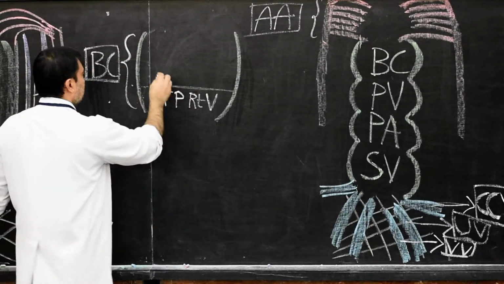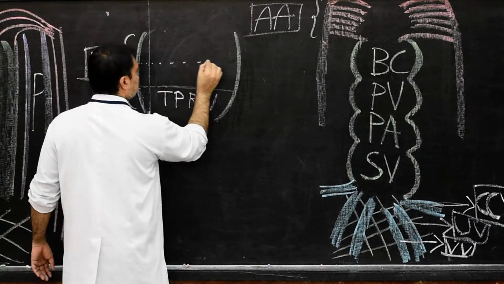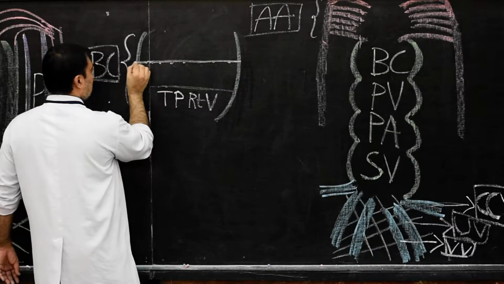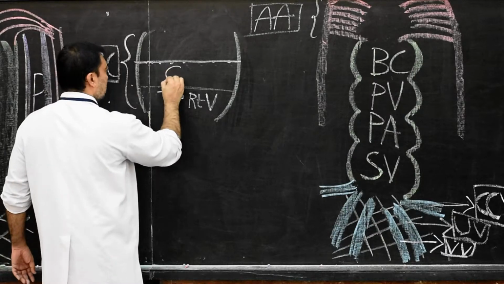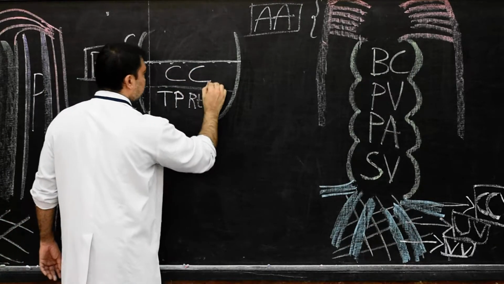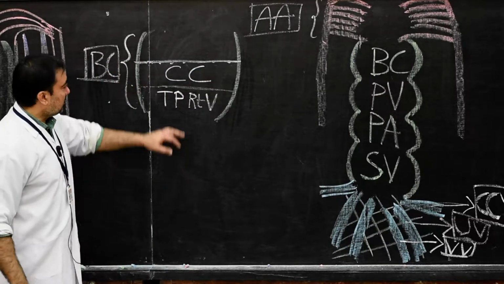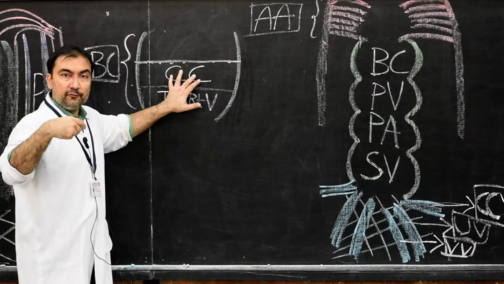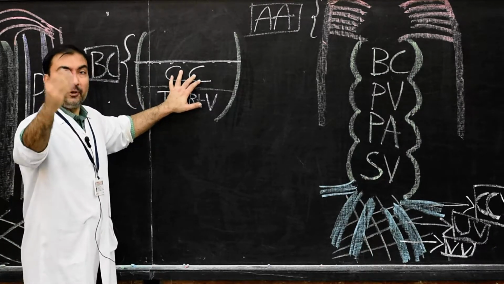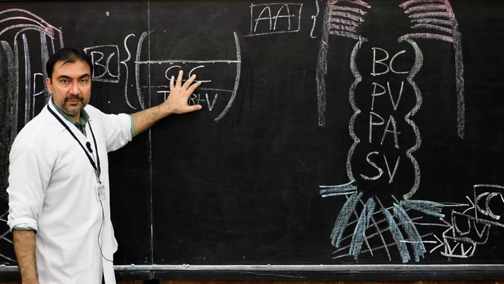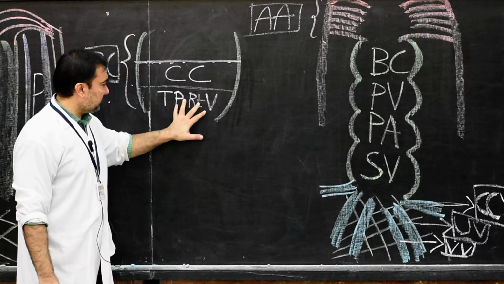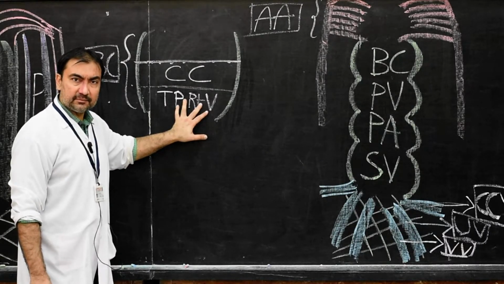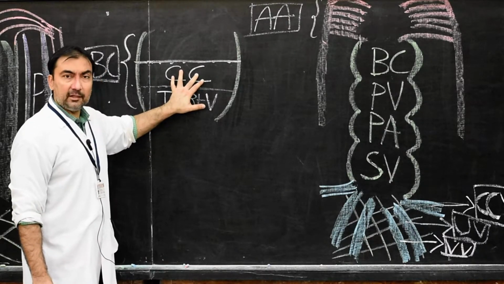Then the middle part. This middle part will be known as conus cordis. Conus, C-O-N-U-S, cordis, C-O-R-D-I-S, very important. Conus cordis is the outflow or outflowing part of the primitive ventricle. This trabeculated part will be the inflowing part, and this will be the conus cordis outflowing part.